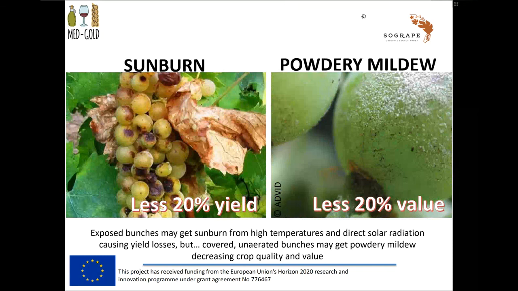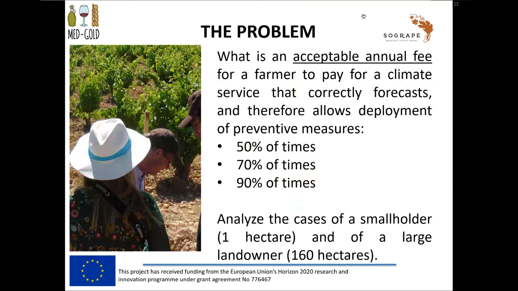Next slide, please. So the problem that I bring you here today, bearing in mind the actual prevention of loss, and I mean yield loss translating as economic loss for a farmer, would be what is a price that the farmer would be willing to pay in order to have a climate service that would correctly forecast and allow him to decide what to do in the face of these two, three problems, because I'm talking downy mildew, powdery mildew, and sunburn, according to two criteria. One is the accuracy of the forecast, and the other is the size of the property.